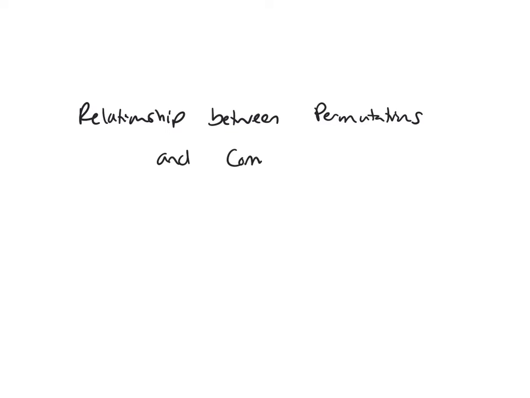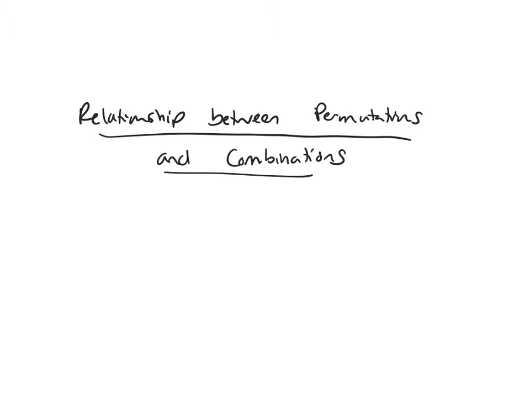So now let's talk about the relationship between permutations and combinations. We're going to try to examine this relationship, and the way we're going to do it is through the following example.